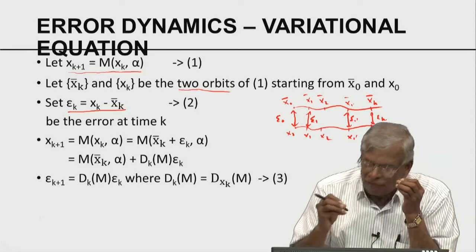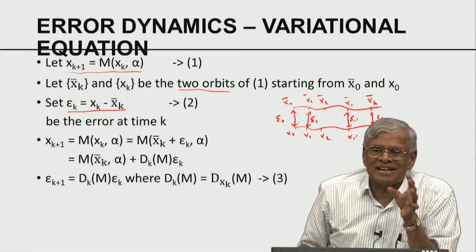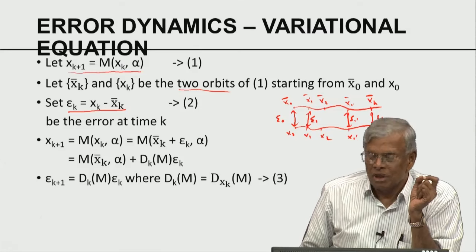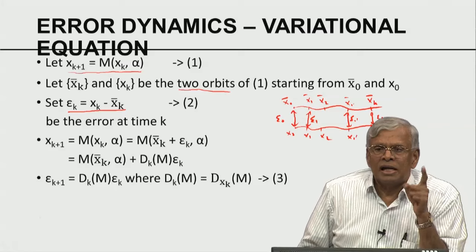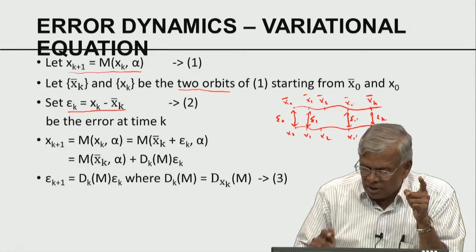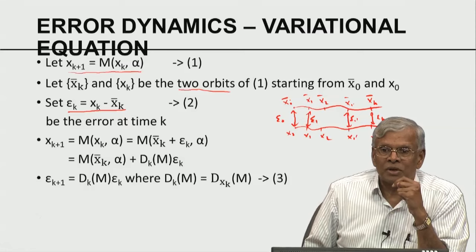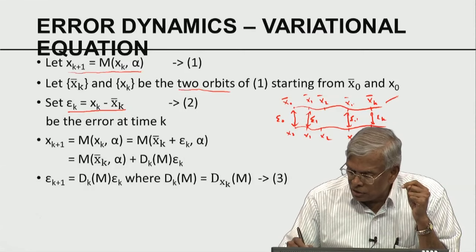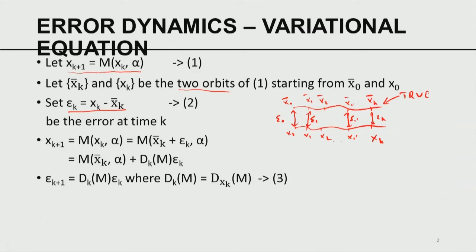So you can think of epsilon naught as the error in the initial condition estimate. So if I want to give some life to this trajectory, let x naught bar be the true unknown initial state. So this could be the true trajectory. This is the predicted trajectory.